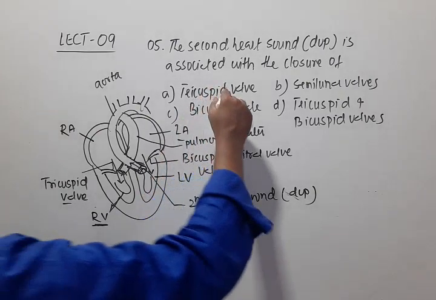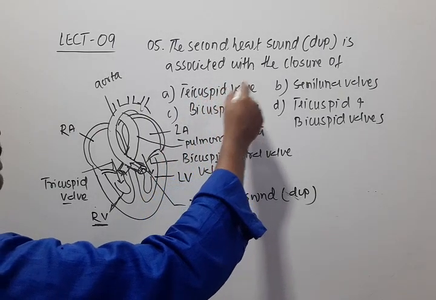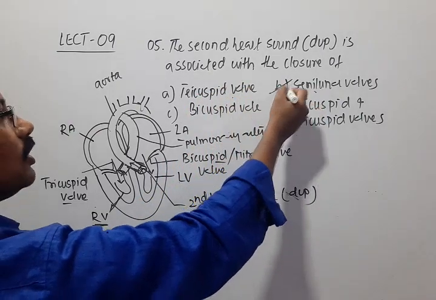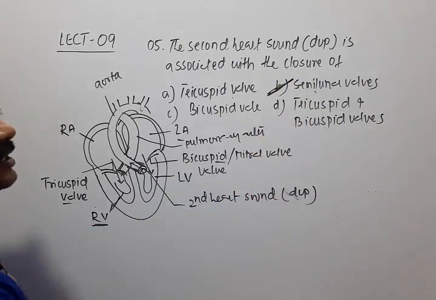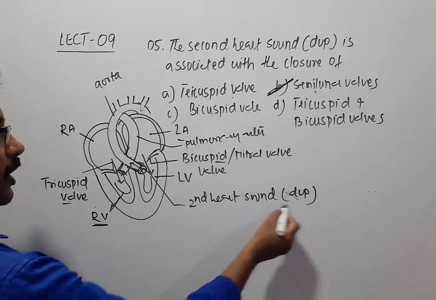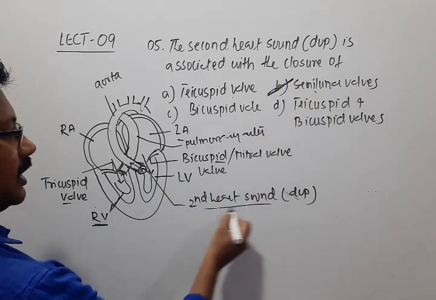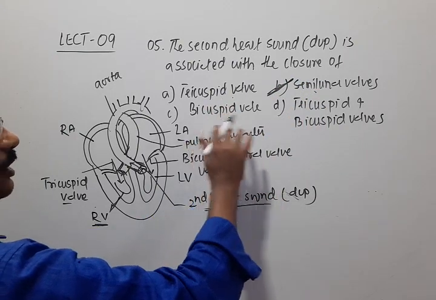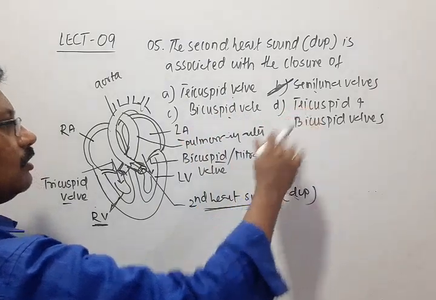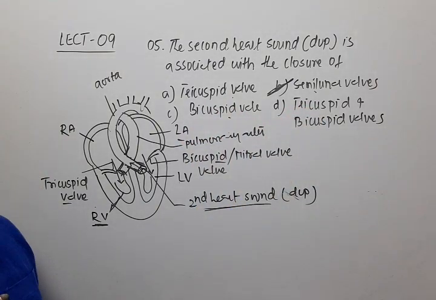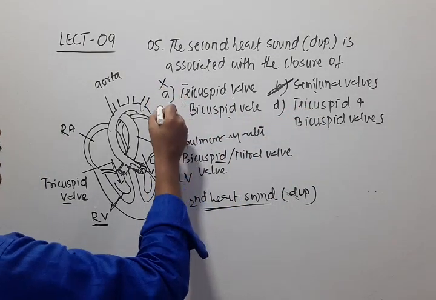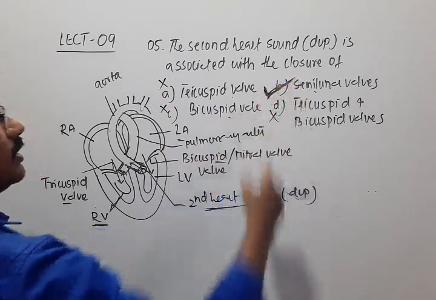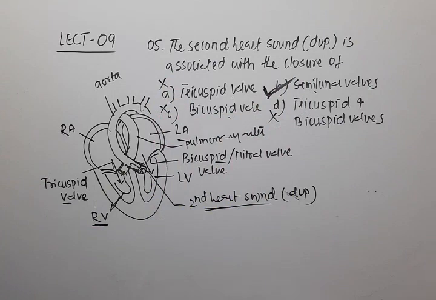So the tricuspid is not an answer, right? The second one is the semilunar valves. So semilunar valves is the right answer, that produces the second heart sound, dub. So tricuspid, bicuspid, not at all. The third or fourth option is also the tricuspid and bicuspid valves together. So all these are wrong answers, and only the semilunars will be the right answer.